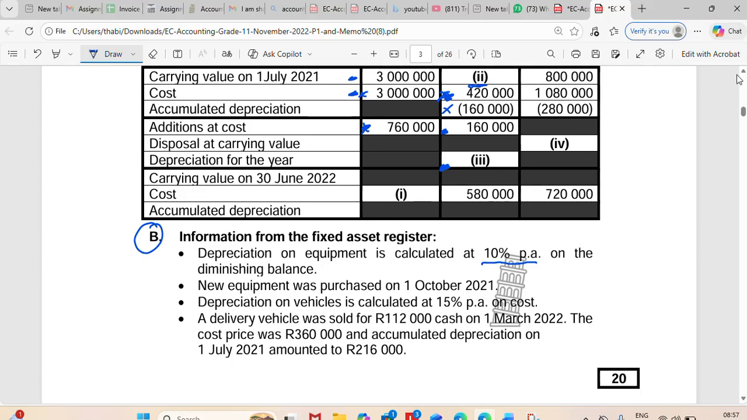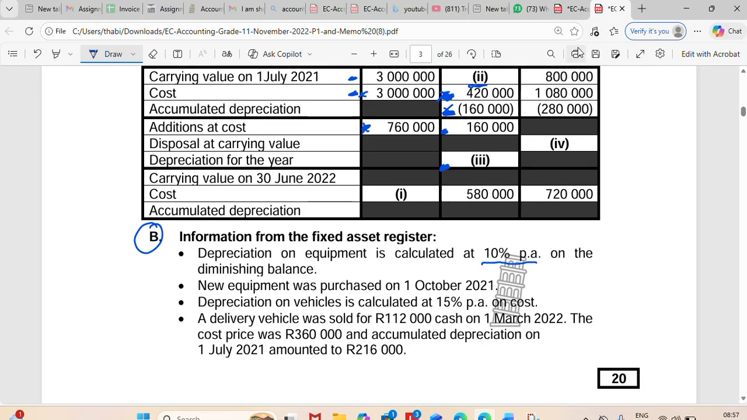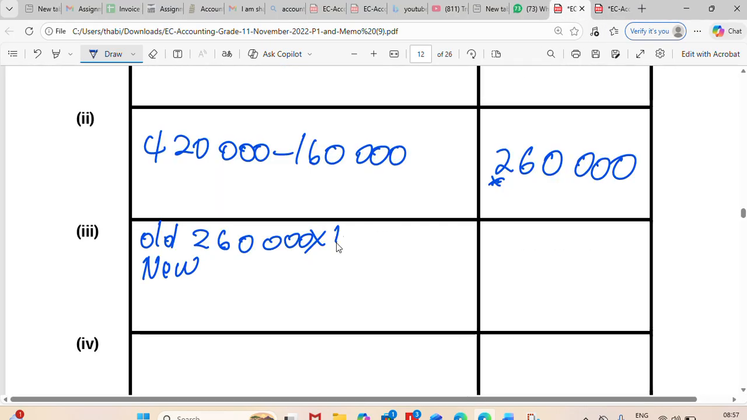We're going to start with old. For old, we have the cost price minus the accumulated depreciation, and we actually calculated the carrying value in Roman figure number 2. Here is the carrying value. We already calculated it, so we're going to take that 260,000. You multiply by the percentage, which is 10%, then multiply by 12 over 12. Then you will have the depreciation on the old equipment.